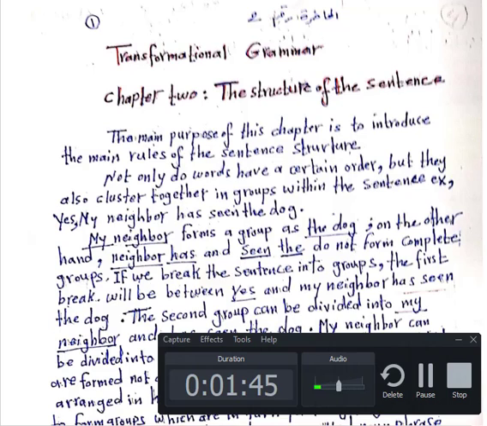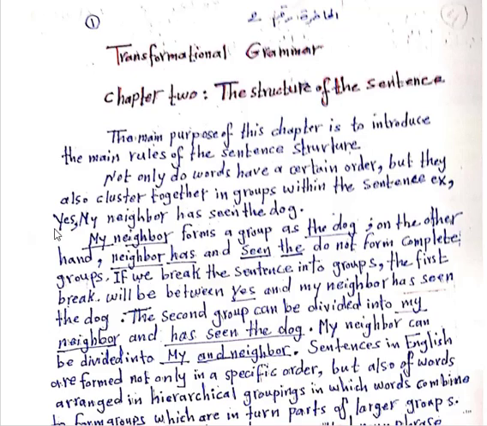In this sentence, yes, my neighbor has seen the dog. Yes, my neighbor has seen the dog. My neighbor forms a group, as the dog also forms a group.